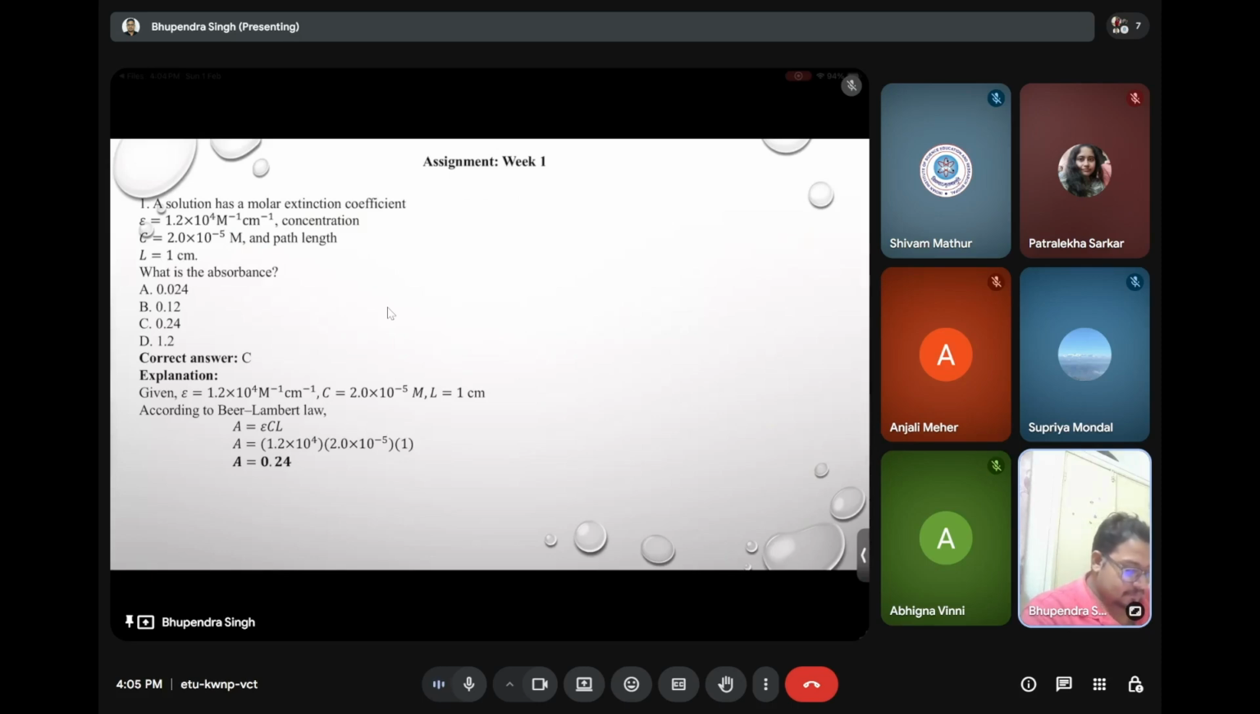How many of you have solved this question? A solution has a molar extinction coefficient, the value is given, the concentration value is given, the path length is given. What is the absorbance? How many of you know this formula?